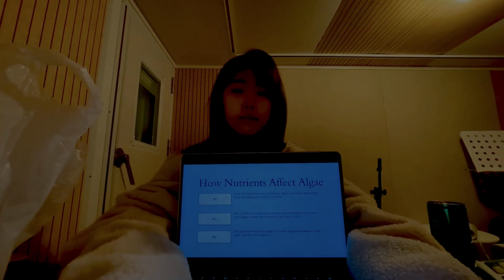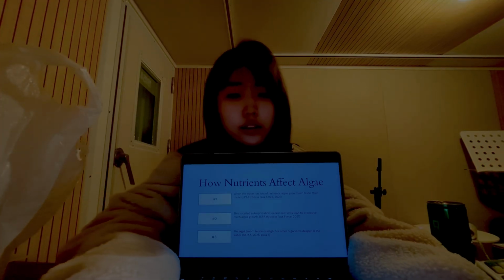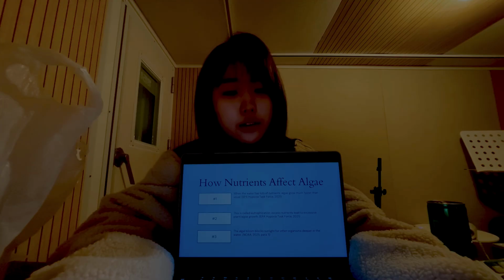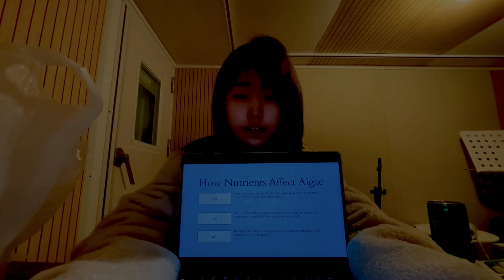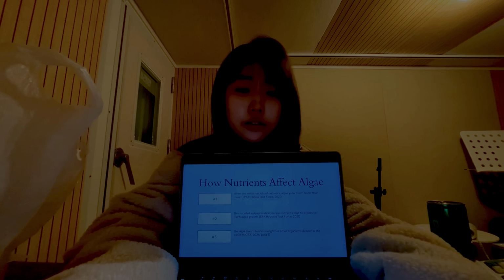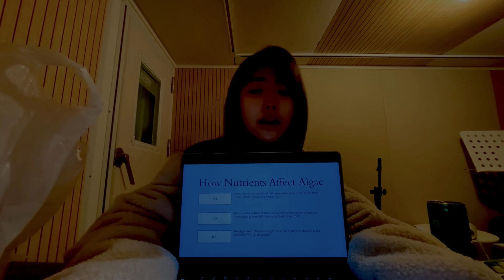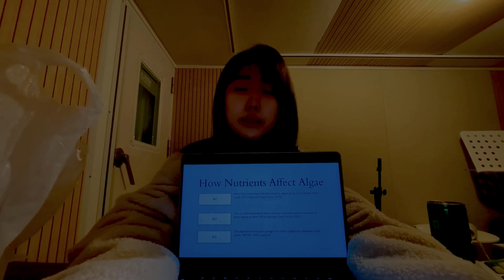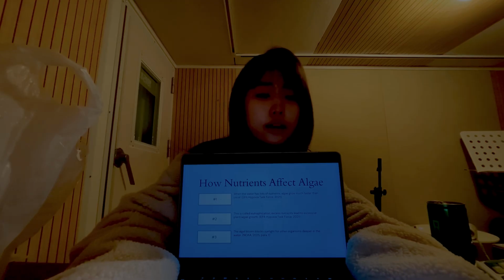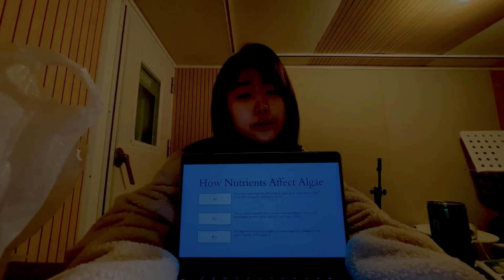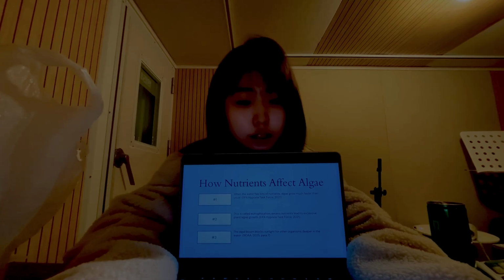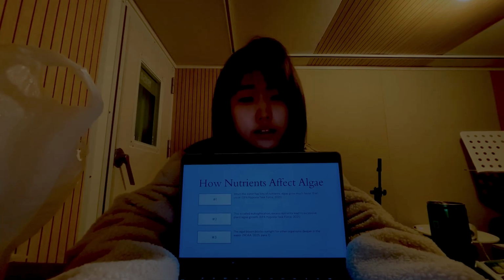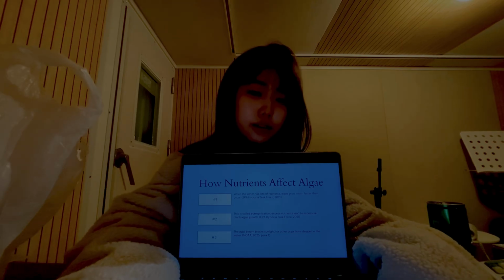So I'm going to talk about how nutrients affect the algae. When water has a lot of nutrients, algae grows faster than before, and this is called eutrophication. Excess nutrients lead to excessive plant and algae growth. And the algal bloom, which is the growth of algae, blocks sunlight for other organisms deeper in the ocean.